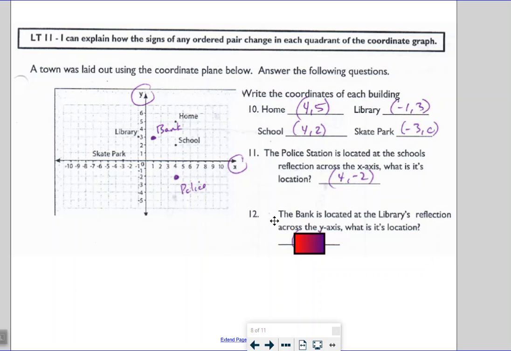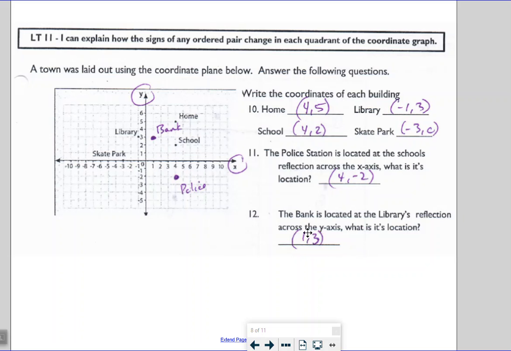Now the bank, on the other hand, is at the library's reflection across the y-axis. So find the library, and we want to go across the y-axis now. Well, that's the one that runs up and down. But to get across it, we have to go sideways. So instead of being 1 unit to the left of the y-axis, where the library is, we're going to be 1 unit to the right of the y-axis, and that's where the bank would be at 1, 3. All right, so there is that first one.